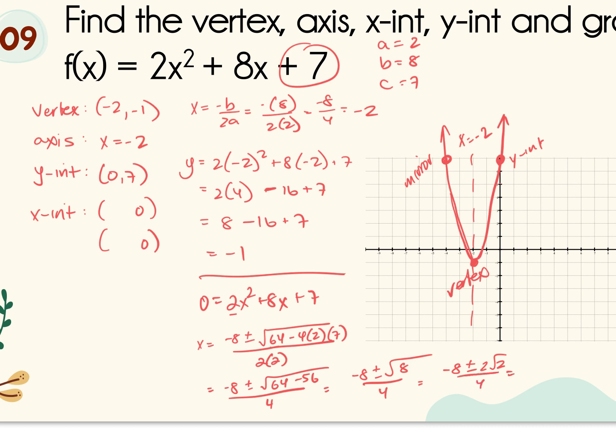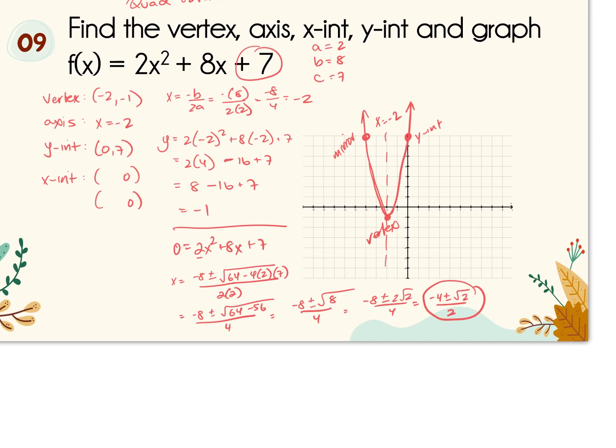And if I simplify, I can factor a 2 out of everything. So I'm going to get minus 4 plus or minus radical 2 all over 2. And if I keep it together, that's as simplified as I could go. If I separate them, negative 4 over 2 is minus 2, and then it would be square root of 2 over 2 like that. I'm okay with either one.